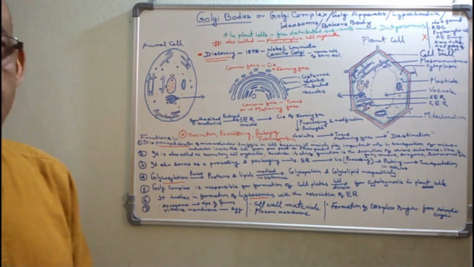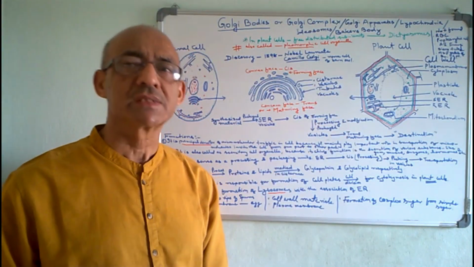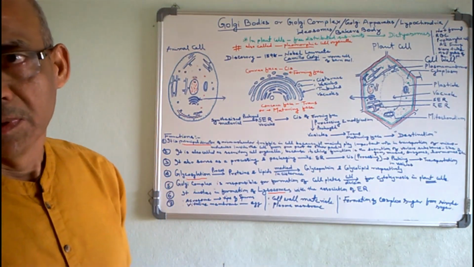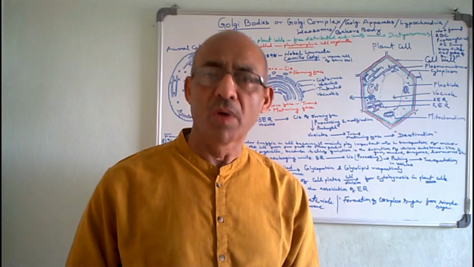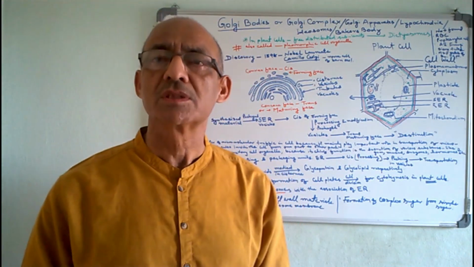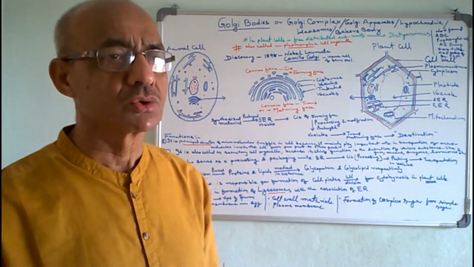By this lecture, now I am concluding. In the next session, we will discuss the third important component of the endomembrane system of the eukaryotic cell, that is lysosome.